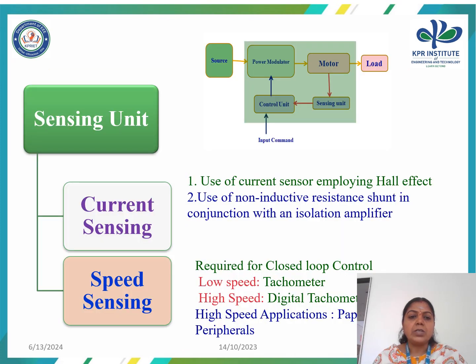In the sensing unit, they use a speed sensor and a current sensor. For current sensing, they may use a Hall effect sensor or a non-inductive resistive shunt in connection with an isolation amplifier. For closed loop control at low speed operation, the speed sensing uses a tachometer, and for high speed they use digital tachometers.